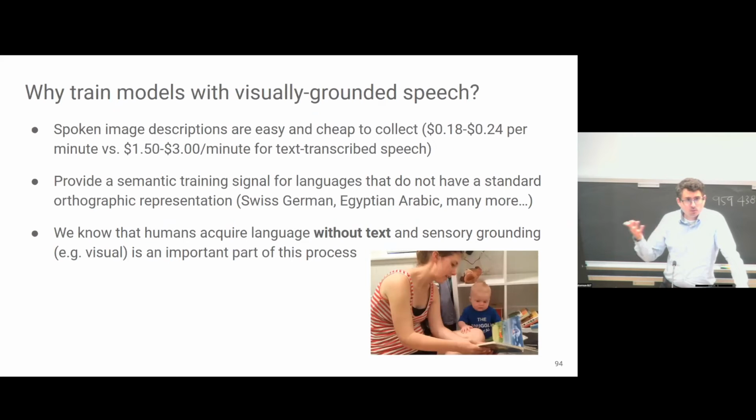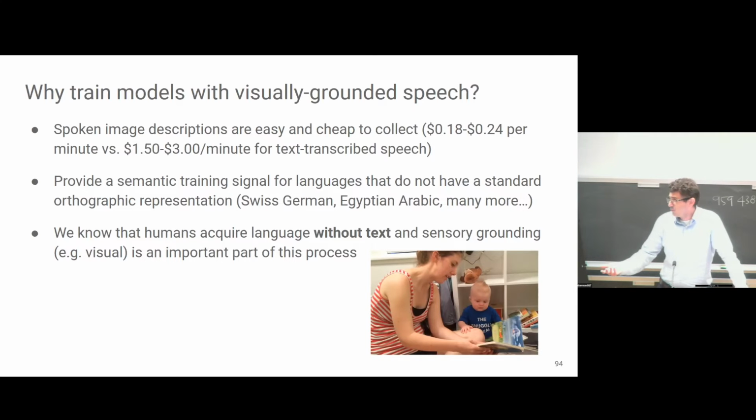So why would we want to train models with this kind of data? Well, one thing that we found is it's actually pretty easy and cheap to collect. During my PhD, I was able to collect, basically by myself, 1 million utterances of visually grounded speech, just on Mechanical Turk, by putting images up there and having people freeform describe what they're talking about. We found it was a lot easier, cheaper, and faster to collect that kind of data than it was to put speech data up and have people actually transcribe it, because transcription is a much more tedious task.